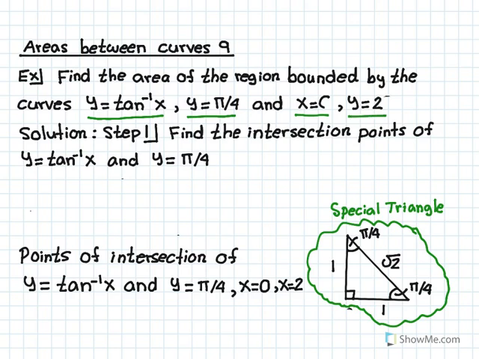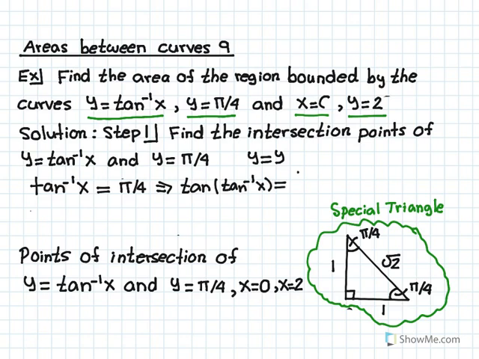The first step, like usual, is to find the intersection points of y equals tan⁻¹x and y equals pi over 4. So we're going to let y equals y and solve for x. So we have tan⁻¹x is equal to pi over 4. Let's take tangent of both sides. So we get tangent of tan⁻¹x is equal to tangent of pi over 4.